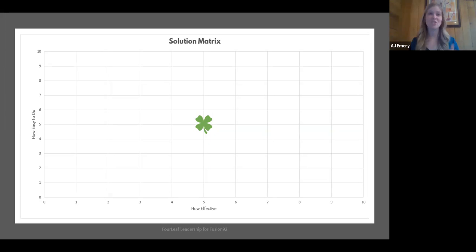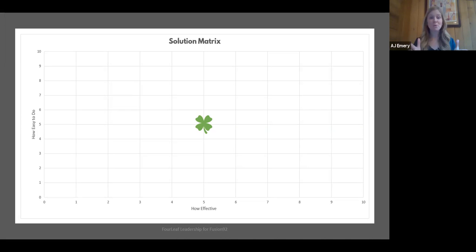On the left side, you'll see how easy it is to do. And that's very subjective, right? That's something that only you can really decide how easy a task is going to be for you. So again, scale of 0 to 10, 0 being the hardest thing you've ever had to do in your entire life, 10 being so easy you'll probably be able to snap your fingers and it happens.